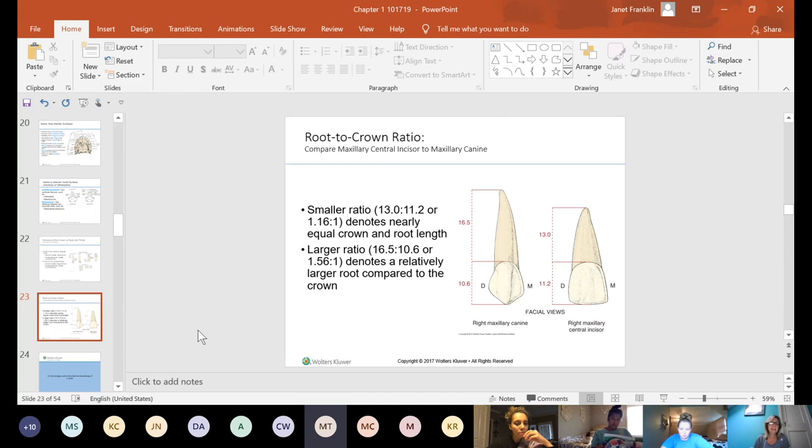I'm sorry, what? And these measurements are in millimeters? Yes, they are in millimeters. We measure almost everything in millimeters. Millimeters are pretty tiny. We have now in dentistry a lot of 3D scanners and 3D x-rays that we can take, and they measure by like the quarter millimeter. But for our purposes, we're usually using millimeters.